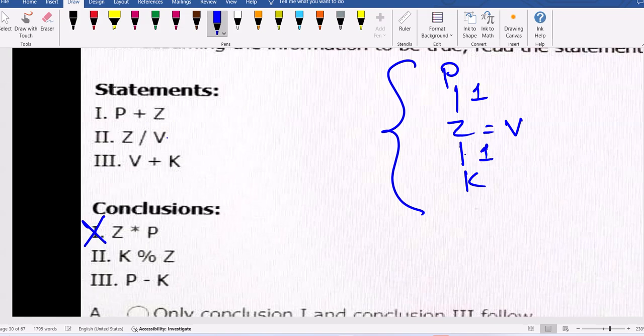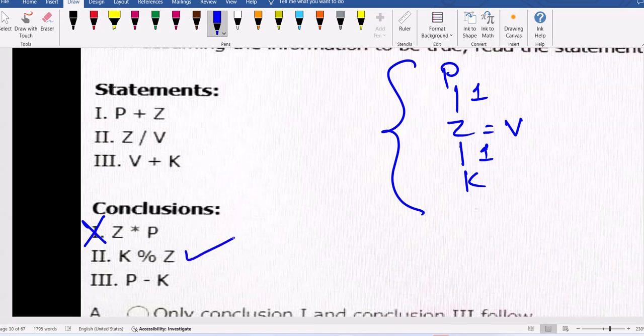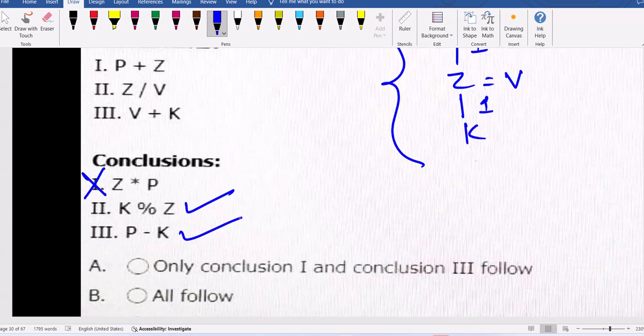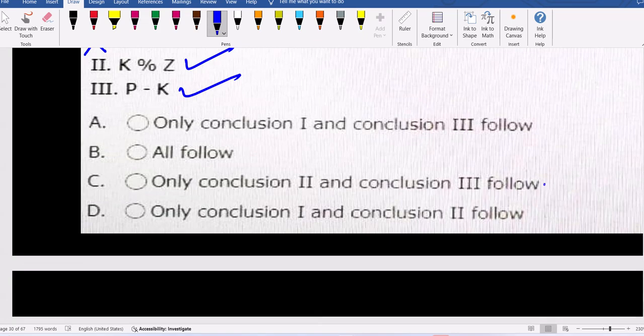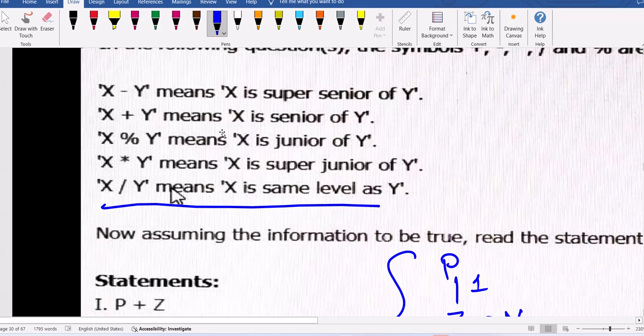Z and V same level. Senior means 1 gap, super senior means 2 gap. K percentage Z, okay, percentage means K is junior to Z. Correct. P minus K: minus means super senior, so P is super senior to K. Super junior means 2 gap required. Both correct. See, 2 and 3 follow is the answer. Senior means 1 gap, super senior means 2 gap, junior means 1 gap, super junior means 2 gap, same level. Like that they are given. Right. So let's see the next one.